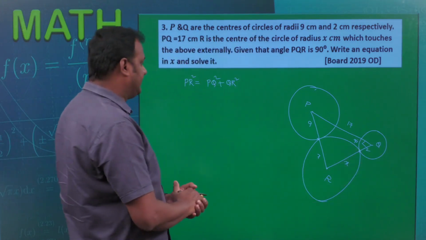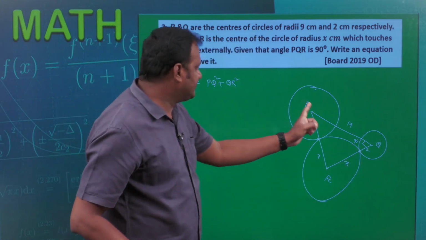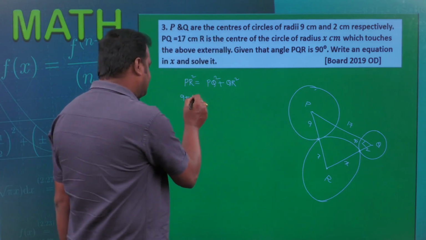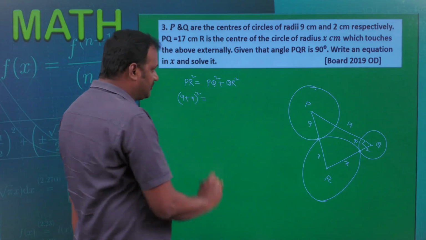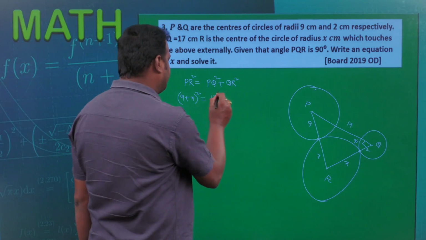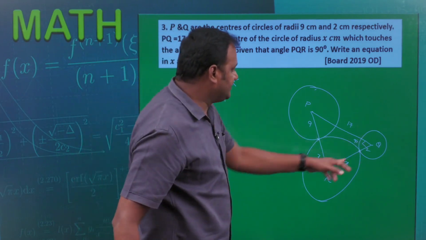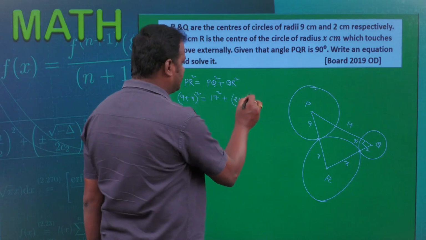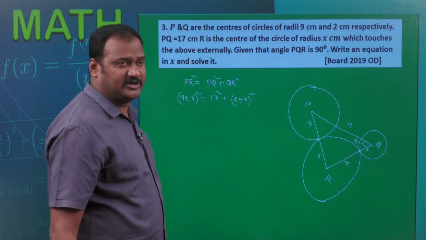So observe here clearly, PR is equal to what? 9 plus x. So (9 plus x) whole square is equal to PQ square. PQ is equal to 17. So 17 square plus QR, which is going to be (2 plus x) whole square. Have you understood what this problem is?